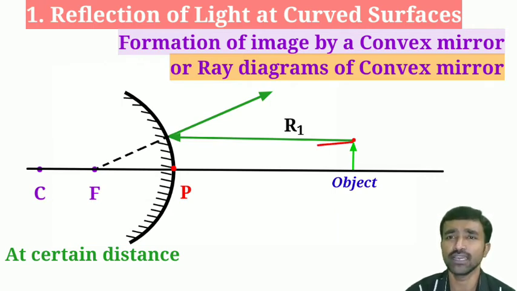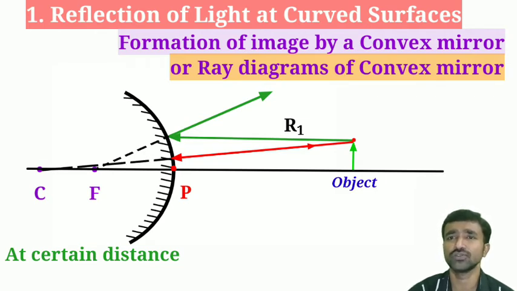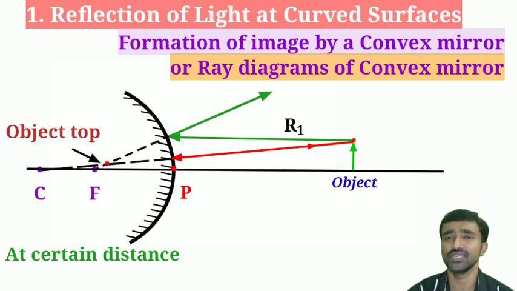So now I will take R3 here, that is directed towards the center of curvature. We know the characteristics of that light ray's behavior. If it is directed towards the center of curvature, it retraces its path after the reflection. So they are converging at a point behind the mirror. That point is the object top, because you selected two rays from the top of the object. That two rays' converging point will form the image of the top of the object.